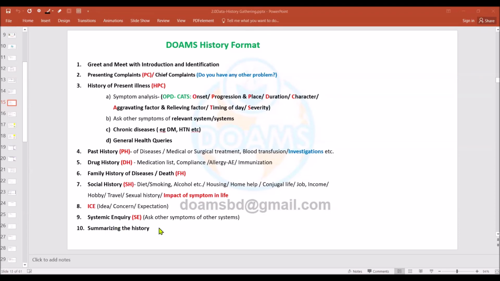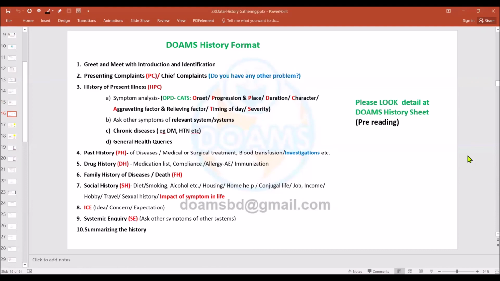Then summarize the history. Then tell your plan for the examination. That means, can I examine you or can I check you? Already you formulated a systemic diagnosis. Already you formulated a few differentials. Accordingly, you will design the examination techniques. So today we will not be discussing the examination, but the overall history taking.